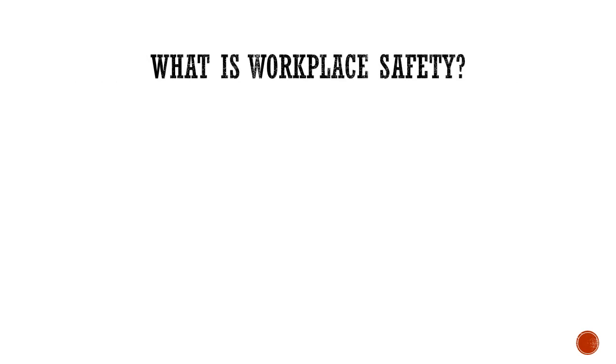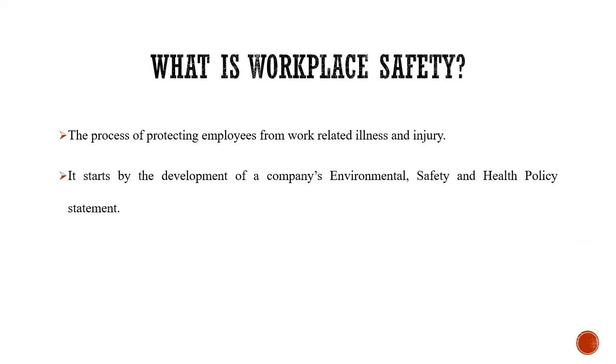Next is, what is workplace safety? The implementation of workplace safety involves educating the employees and managers and ensuring safety norms and policies. It is the process of protecting employees from work-related illness and injury. It starts by the development of a company's environmental safety and health policy statement. It involves the implementation of a workplace safety plan and program. So, workplace safety is very important. It is the process of protecting employees from work-related illnesses or injuries.